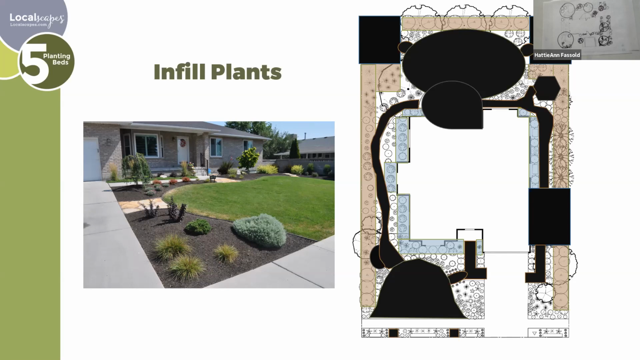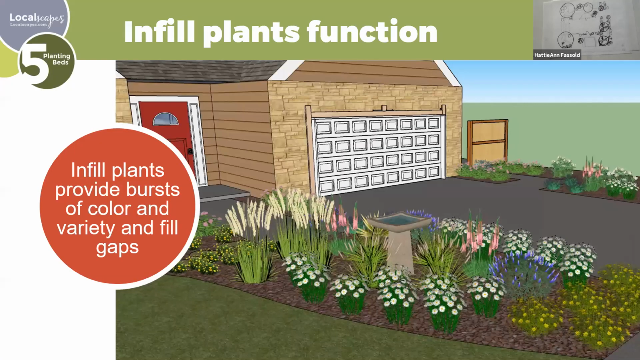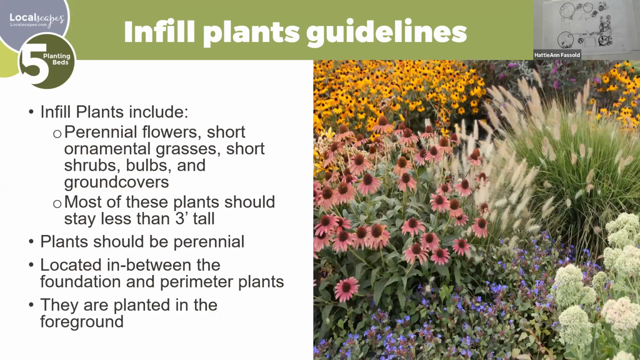All right, so next are your infill plants, which is pretty much everything else except for your park strip, right? So these provide your bursts of color. They can be your perennials. They fill in the gaps. This can include smaller shrubs. There are some shrubs that stay like 2 feet tall and wide. They're your perennials, bulbs, ground covers. You want these to be less than 3 feet tall. Your plants should be perennial. You don't want to be putting any annuals in there. They're located in between the foundation and the perimeter plants, right? And they're planted in the foreground. So you have your background, middle ground, foreground. Foreground is where all these plants are going to be going, sorry.